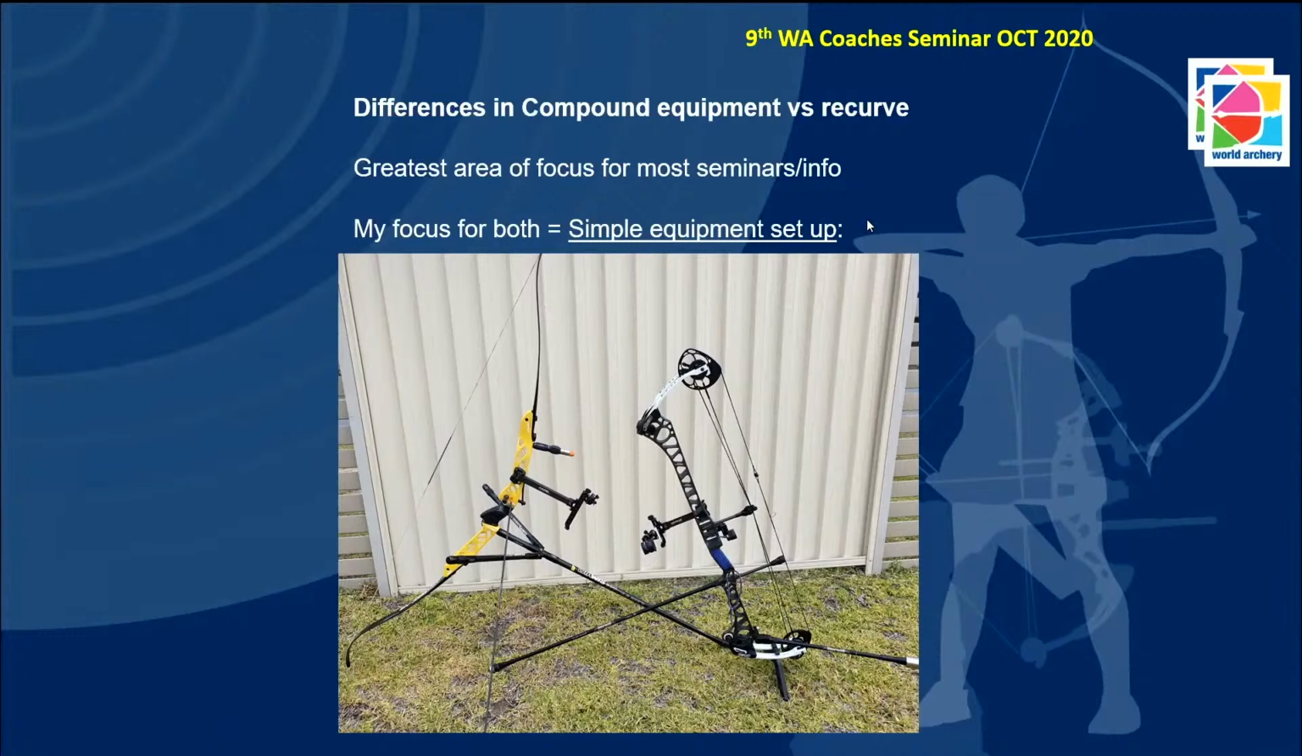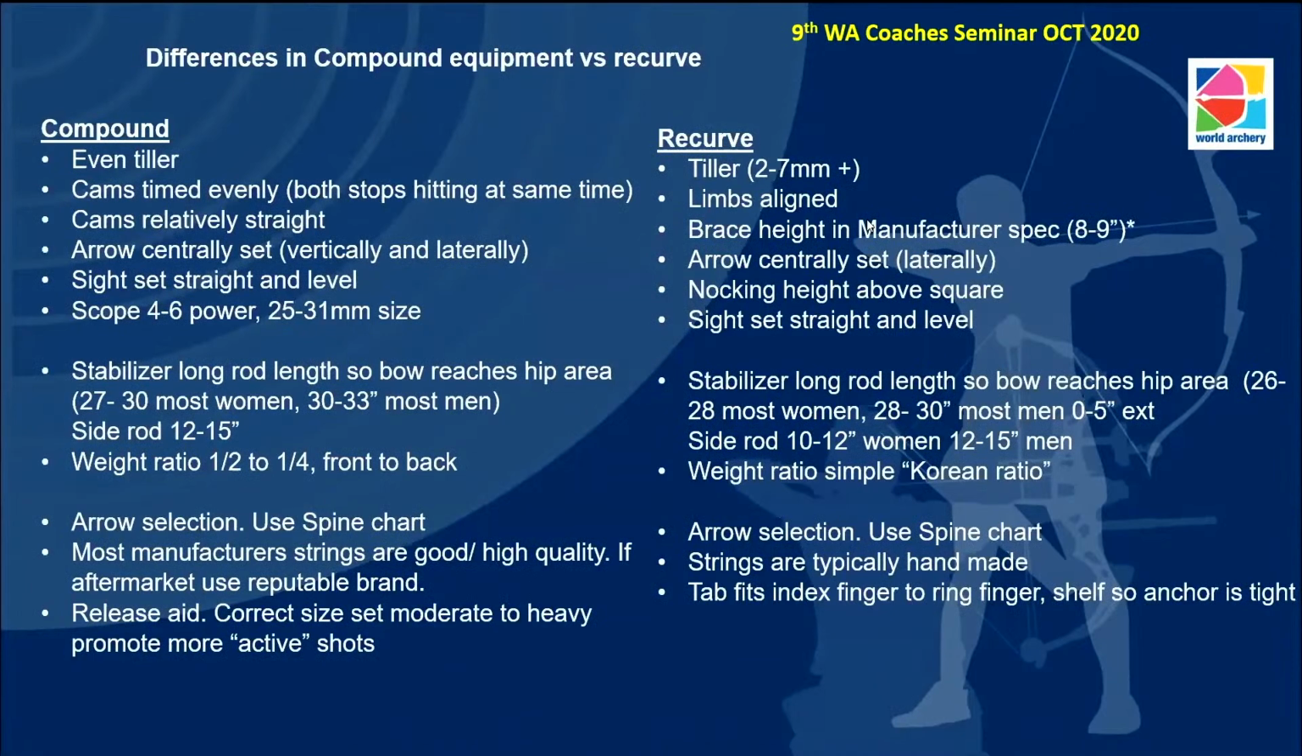I'm going to move through it quite quickly, but just know that I look for the same type of simple setups with my recurve and compound, and I focus more on the actual skill of shooting, the mental side of shooting, and the training plans than I do on the equipment side of things. So here, quickly, I know it's a lot of words on this slide, but this is my simple setup for a compound bow as well as a recurve bow.